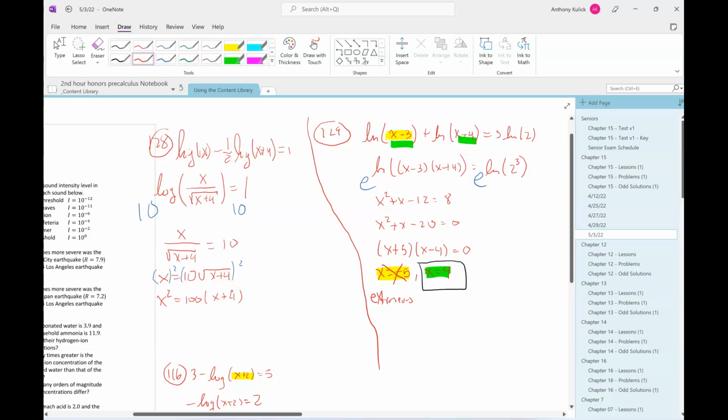So the place you have to be careful there is when you square both sides, you have to make sure you square the 10 in addition to the square root x plus 4. That's a common oopsie. So we're left with a quadratic equation. So I'll move it all onto one side. And let's see, multiplies to give us 400, adds to give us 100.